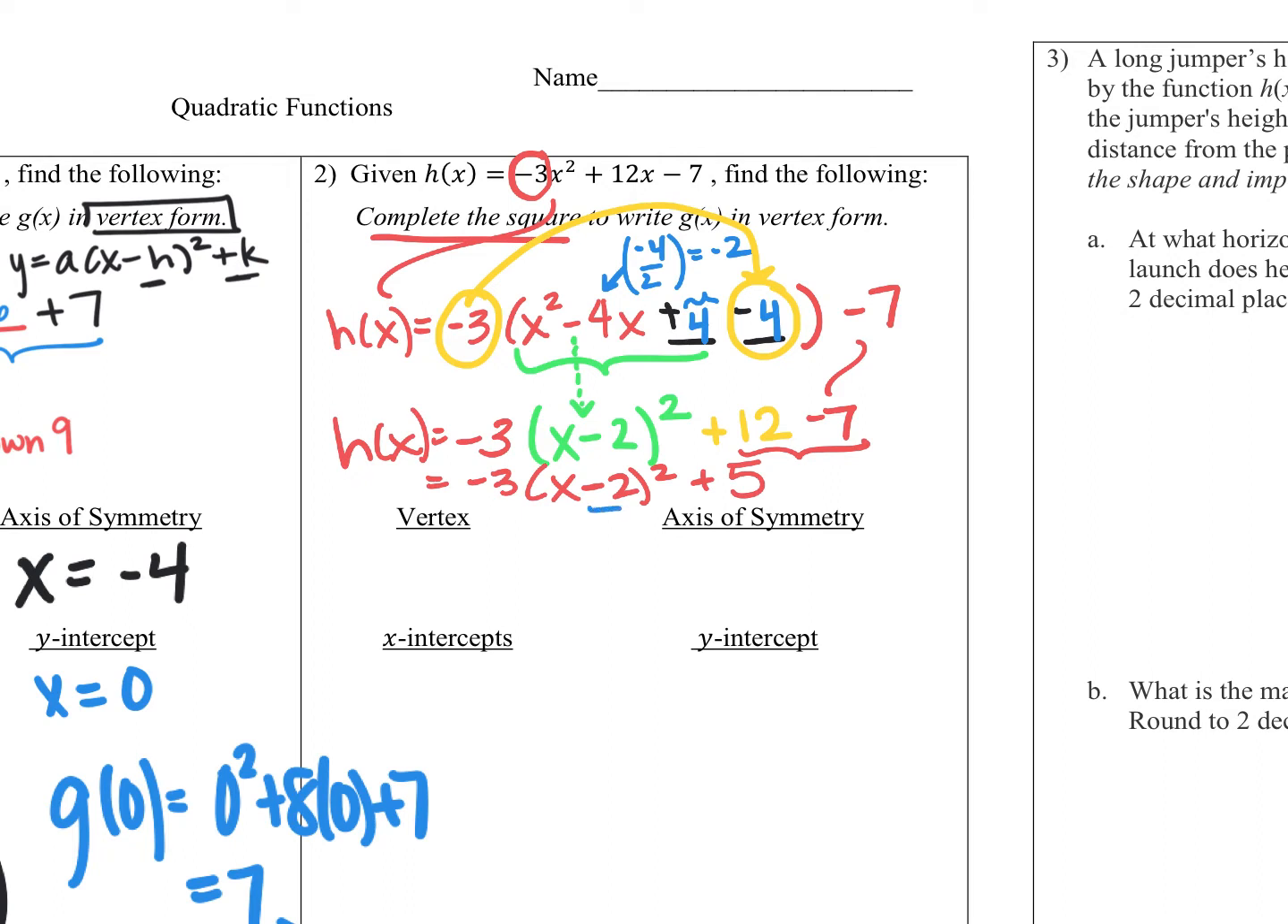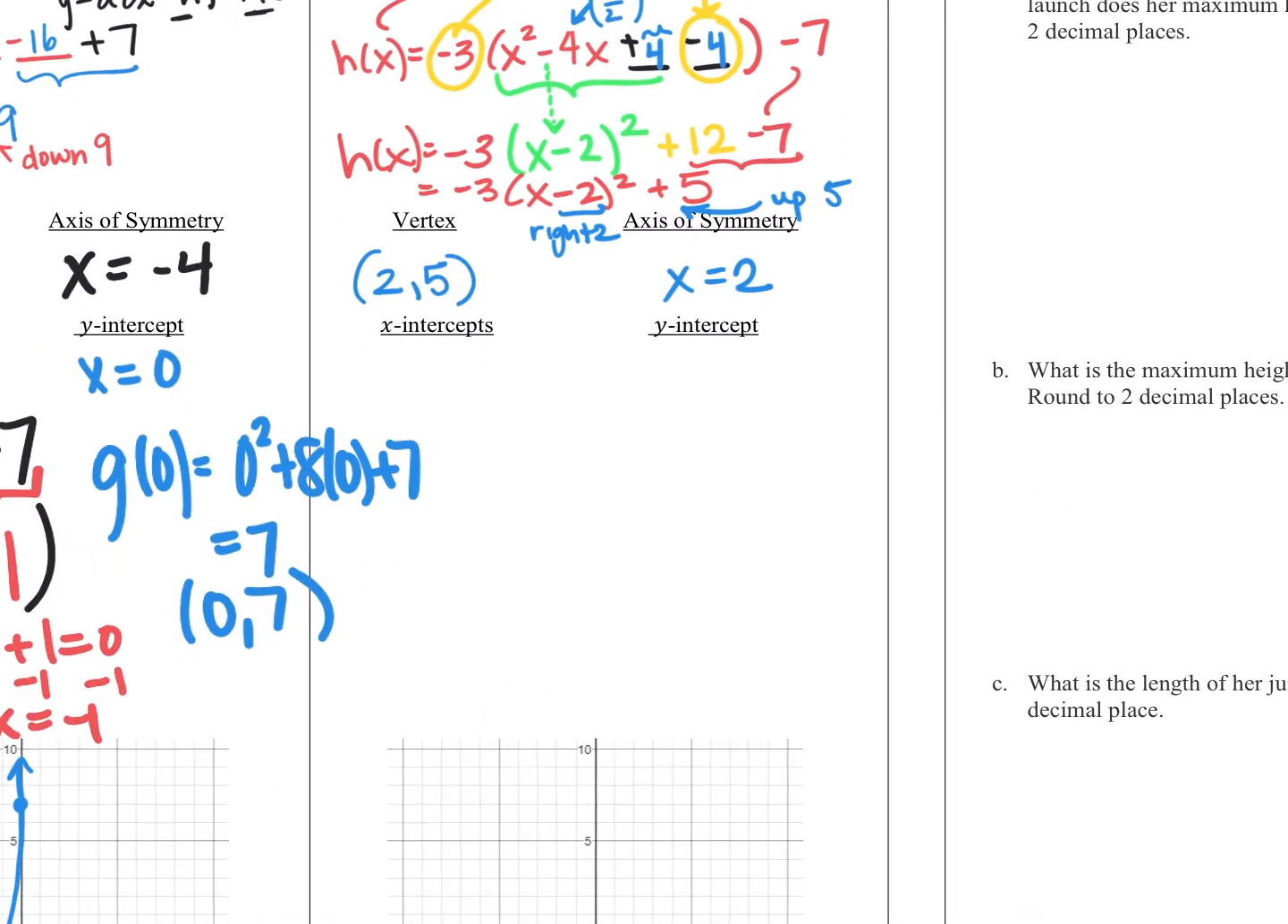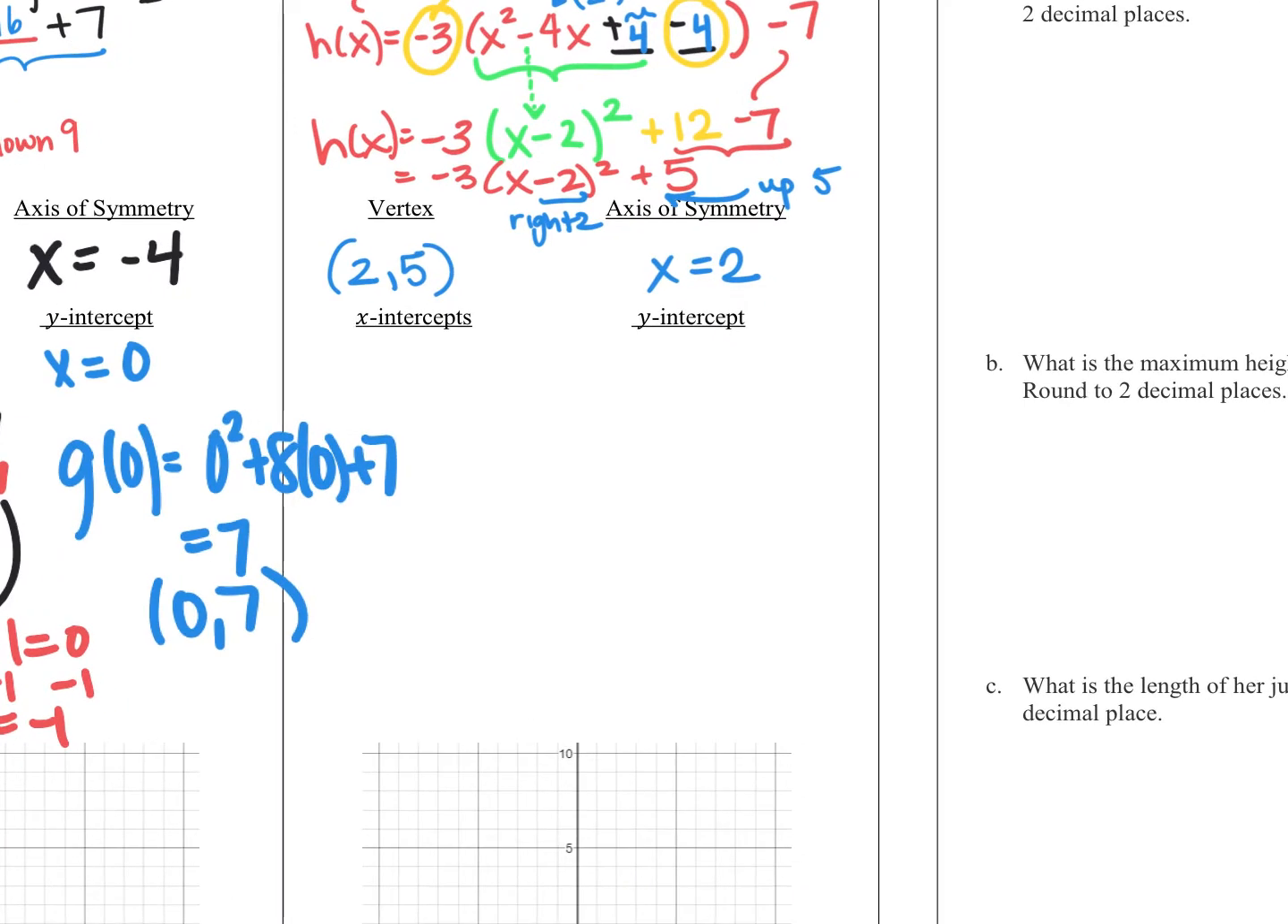So again, based off my transformations, this is moving to the right 2 spaces. This guy's going to move up 5, which is going to put me at 2, 5 for my vertex. My axis of symmetry will go right through the vertex vertically, so we'll have x equals 2. Now to find my x-intercepts, again, I'm going to let y equal 0. And so I'm going to get 0 is equal to -3x squared plus 12x minus 7.